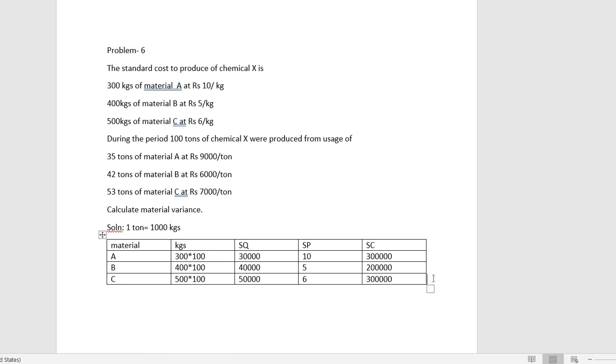So we want total here. The total standard quantity is 1,20,000. The total standard cost is 8 lakhs. Next, the same way we want to calculate actual cost as well.